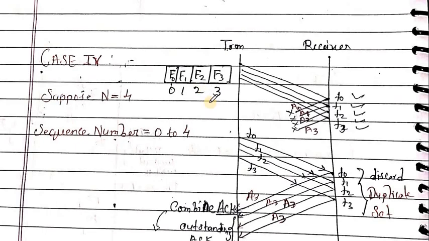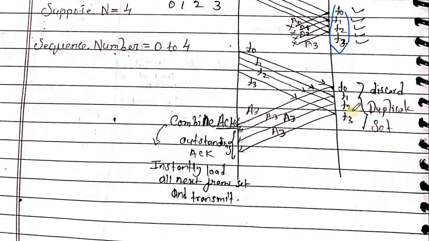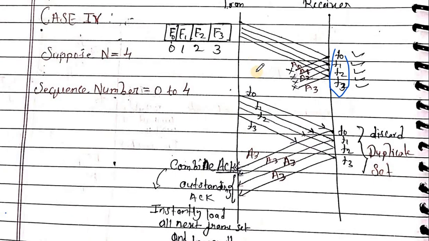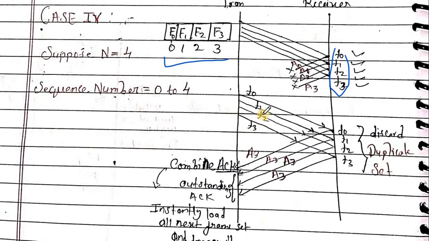Now the case 4. Here all 4 frames have to be transmitted to the receiver end, and the receiver received all those 4 frames and sends acknowledgements. If all the frames' acknowledgements are lost, then after some time, on timeout, the transmitter sends again all the previous frames.